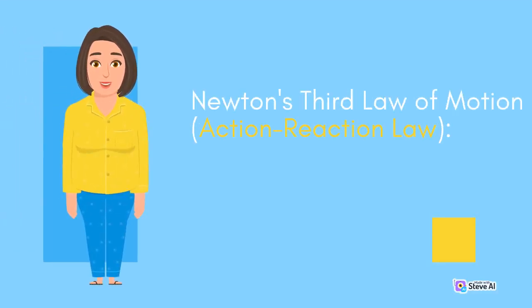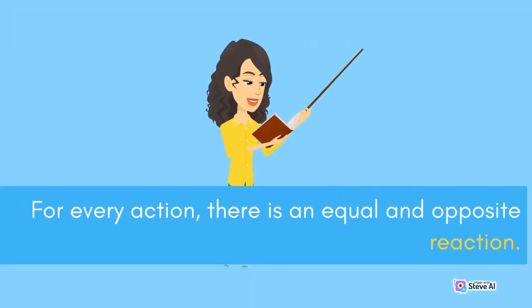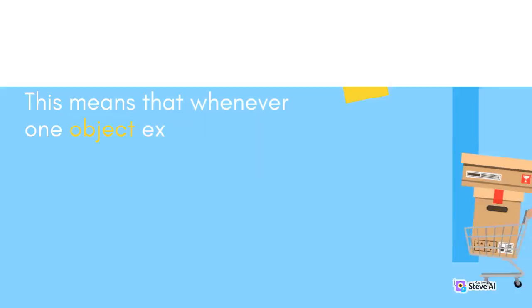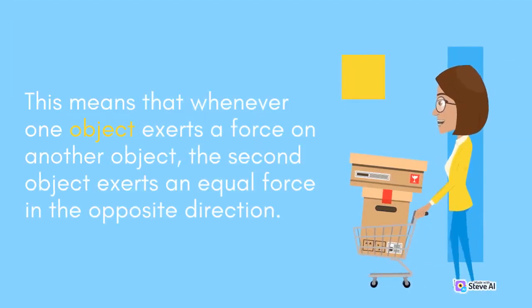Newton's third law of motion, action-reaction law. For every action, there is an equal and opposite reaction. This means that whenever one object exerts a force on another object, the second object exerts an equal force in the opposite direction.